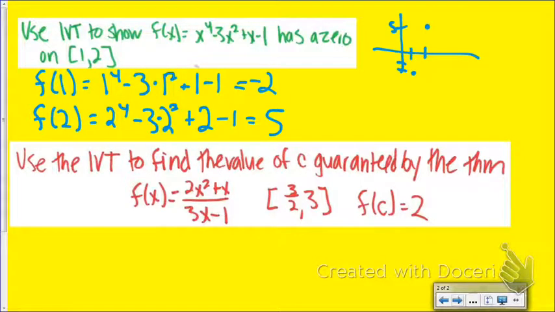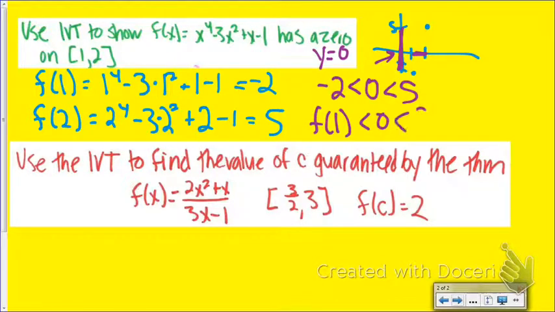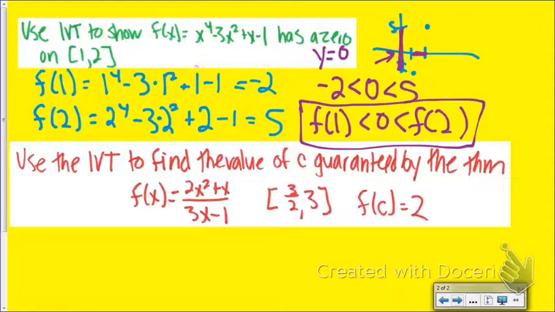By the intermediate value theorem, there's no way to get from that point to that point without, no matter how this graph moves, somehow crossing every y value in between. One of those y values is 0. A 0 is when my y equals 0. Because negative 2 is less than 0 and 5 is greater than 0, f of 1 is less than 0 and f of 2 is greater than 0. Because of that, I have to cross 0 in order to get from f of 1 to f of 2. So the intermediate value theorem proves that there has to be a 0 on that interval.